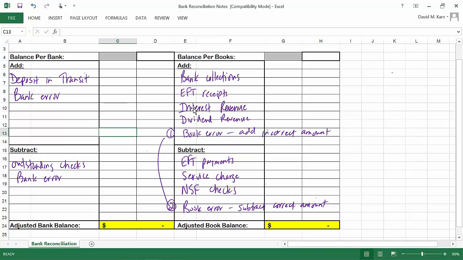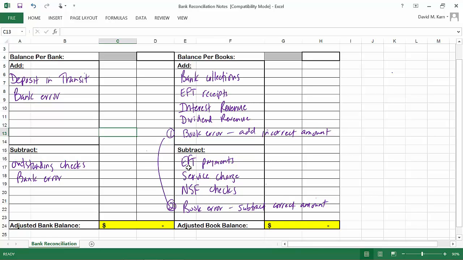The bank could pay us interest, and on the bank statement we could find that we earned interest revenue and they added that in. You could also earn dividend revenue. So either one of these things you would earn from the bank, or depending, let's say you had an investment in a stock, and they paid dividends, they directly put it into your bank account. You would add in the dividend revenue, same type of thing.